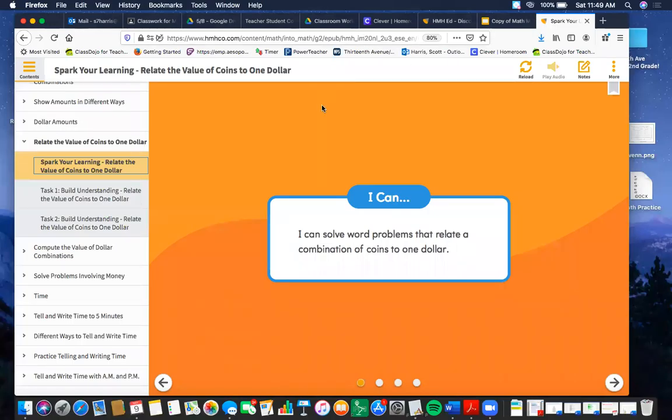All right, my friends, we are doing lesson 1 from module 8. We're starting a new module. We have learned all about coins, and now we are going to get into bigger money, dollars we are talking about today. So our goal for today, we are learning to solve word problems that relate a combination of coins to $1. So this should be pretty easy after all the work we've done on coins. Basically what we're doing is different combinations of coins that all add up to $1.